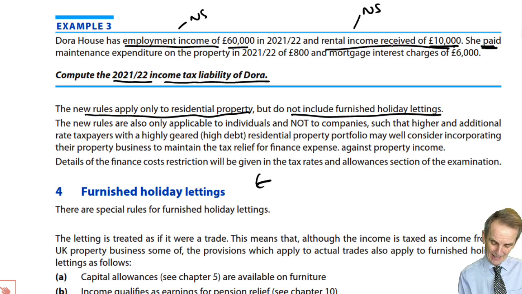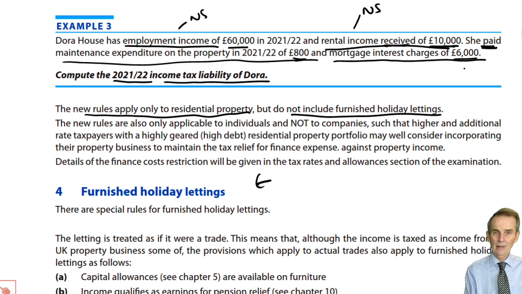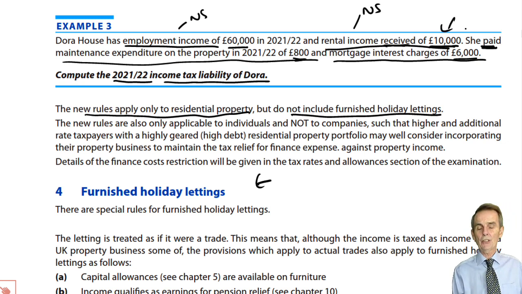She paid, again we're looking on a cash basis, received rental income of 10, paid maintenance expenditure on the property of £800, therefore a perfectly allowable expense against your property income. And the mortgage interest, the loan interest charges, were £6,000. That £6,000 will not be deducted from property income, but instead, once you've computed what would otherwise have been your tax liability, you will deduct a tax credit taken at the basic rate of 20% on that finance expense charge. And that will be a reduction in the tax liability.